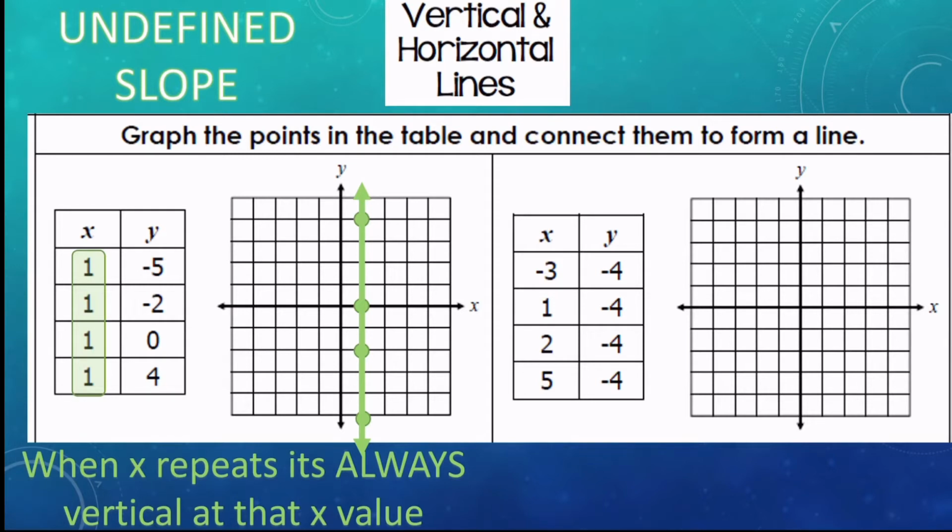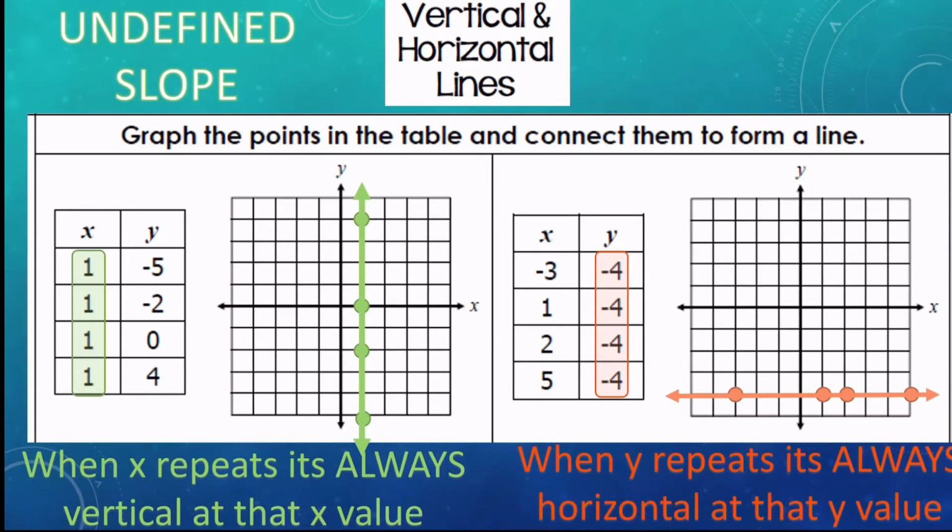When we look over here, if I have (-3, -4), (1, -4), (2, -4), (5, -4), what ends up happening is a horizontal line. Well, look at your y's. When your y repeats, it's always a horizontal line at that y value. And this one has a zero slope.